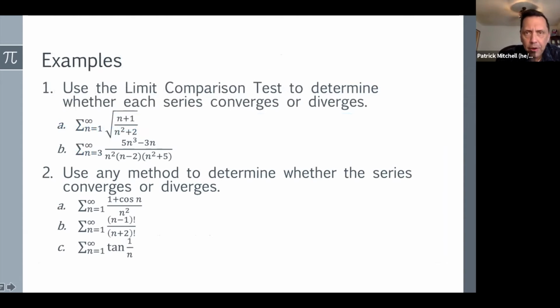All right, so here are the examples. Let's go over to the tablet.